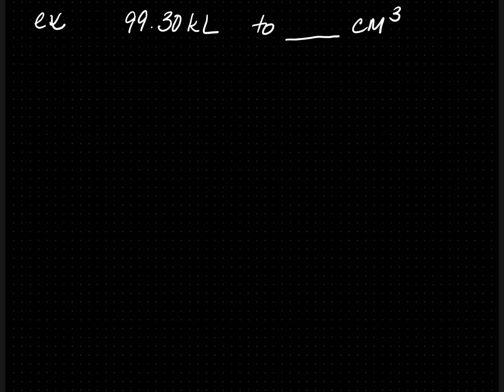We know that a kiloliter and centimeter cubed are volume units. We cannot go from kiloliters to centimeters cubed directly, but we know that 1 milliliter is equal to 1 cubic centimeter, and you need to memorize this conversion. Since we know milliliter is equal to centimeter cubed, I know I need to convert kiloliters to milliliters first. If I do not know how to go directly from kiloliters to milliliters, I need to go to base, which is liter.